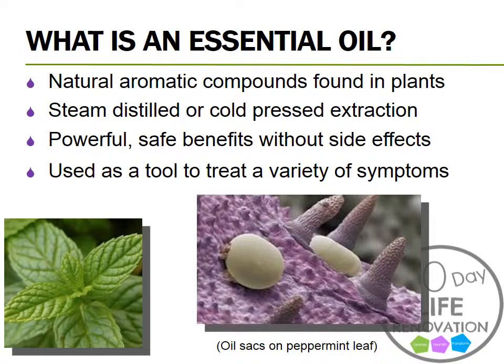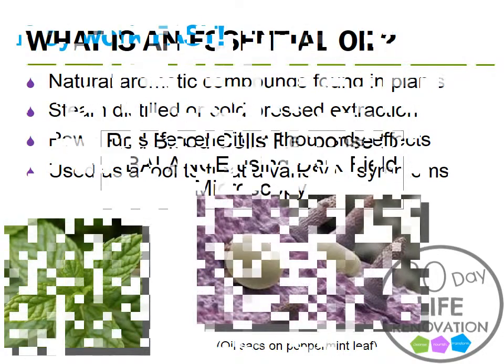The figure on the bottom right shows a zoomed in view of a peppermint leaf. The peppermint plant is on the left. And so these are the oil sacs on the peppermint leaf, and those oil sacs are what actually are extracted, and the compounds within those oil sacs are what you find in a bottle of peppermint oil, assuming that it's a good brand, which we will talk about.